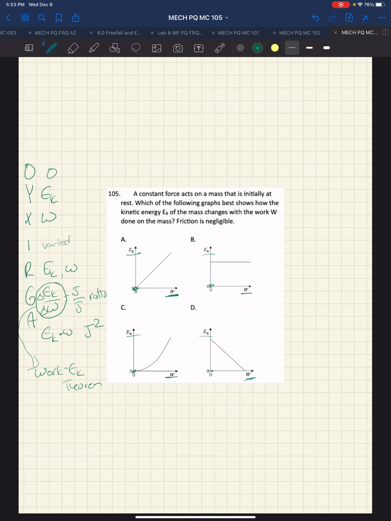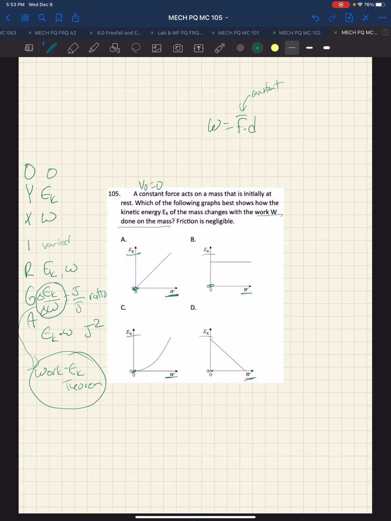So then we're told a constant force acts on a mass. Okay, so it's initially at rest. So V0 equals 0. Well, we know the work is the average force times the distance, and we're told that this is constant. And it's initially at rest. This sounds an awful lot, again, like the work kinetic energy theorem going on here, which shows the relationship between the kinetic energy of the mass with the work done on the mass. Well, the work done on the mass goes into changing its kinetic energy. And they are equal to each other according to the work kinetic energy theorem.